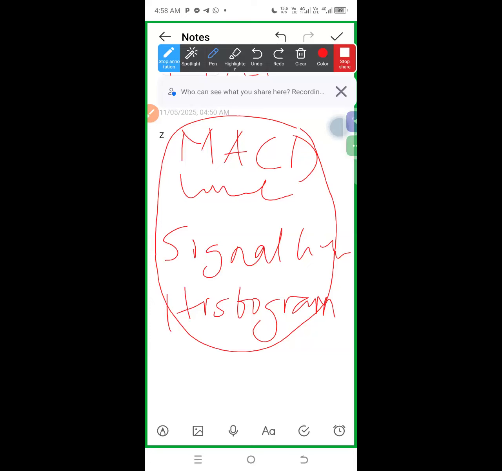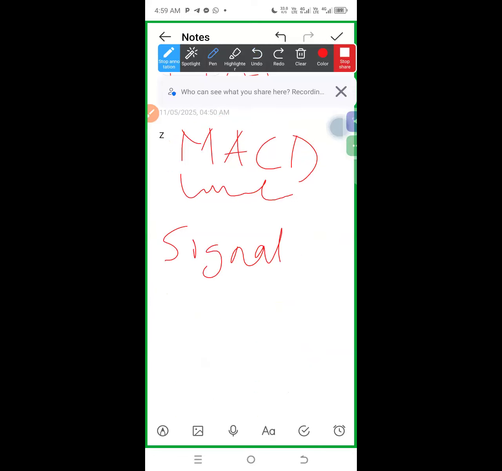Now the MACD line comes about as a result of the fact that, mind you, we said it is a moving average. So the MACD line comes as a result of the difference between a 12-day exponential moving average and a long-term 26-day exponential moving average. So let me clean the board so that I can demonstrate it well for you to see.